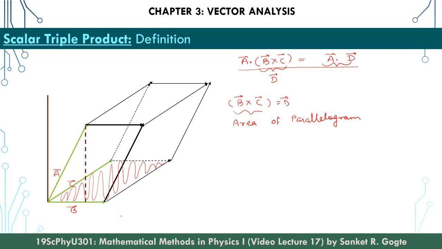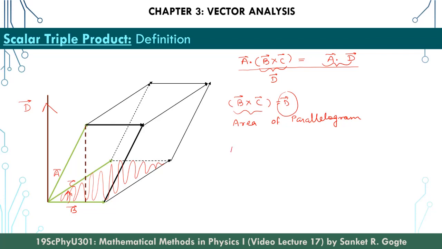What is the direction of vector D now? Its direction is to be calculated by using the right hand thumb rule. So we have to hold our right hand in such a way that the four fingers are curled along the direction of B to C, and then the thumb gives the direction of the cross product B cross C, and therefore in this case the direction of vector D is given by this upward arrow.